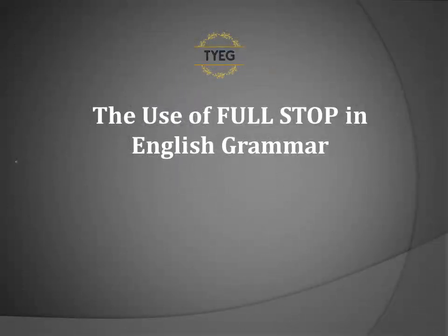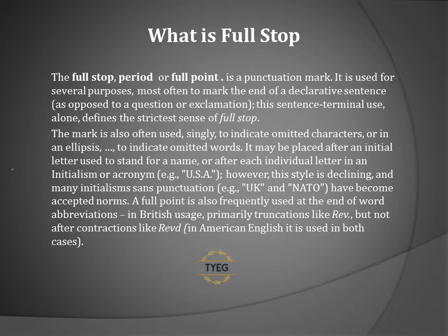The use of full stop in English grammar. What is full stop? The full stop, period or full point, is a punctuation mark. It is used for several purposes, most often to mark the end of a declarative sentence, as opposed to a question or exclamation. This sentence terminal use, alone, defines the strictest sense of full stop. The mark is also often used, singly, to indicate omitted characters, or in an ellipsis, to indicate omitted words.